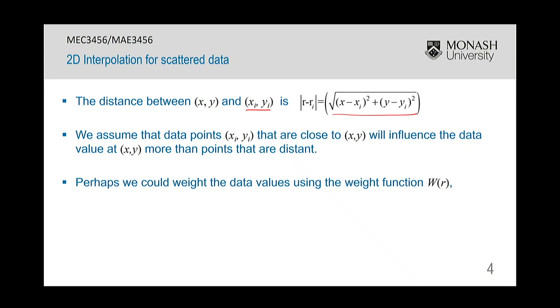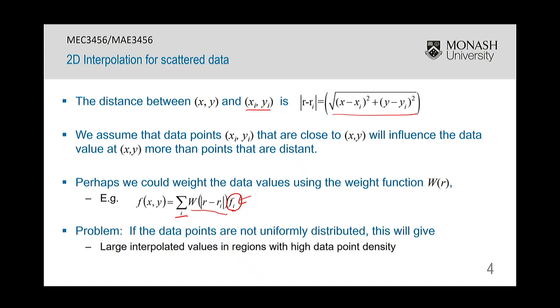So we have this kernel, and the kernel typically is big when r is equal to 0 and small when r is large. Perhaps we could weight our data values, our fi, using our weight function w. So perhaps we could say the interpolated value at the point xy is equal to the sum over all of our data points, that's sum over i, of the function values at each point multiplied by the weight function of the distance between our interpolation point and the data points. And obviously, when w is big, f will contribute more. When w is small, f will contribute less.